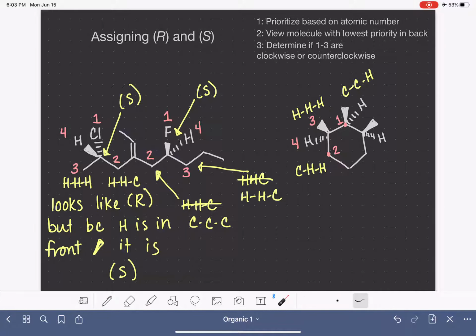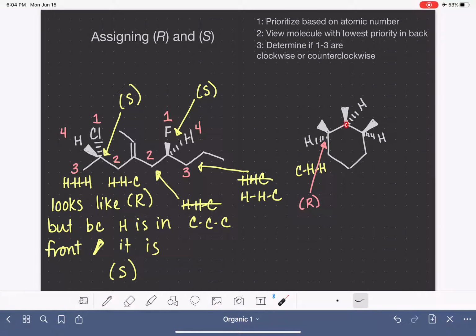To assign stereochemistry, we pretend like that 4th low priority group is not there. 1 to 2 to 3, that is the beginning of an R. So let's clear some of this out. We're going to write in that this guy is an R, and then let's move on to the next chiral carbon.